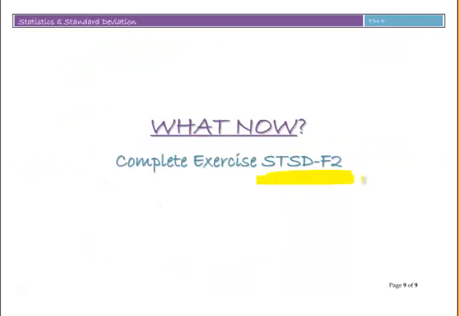Practice time, Stsd F2 exercise in your textbook. Quite a few questions because we have covered quite a lot.